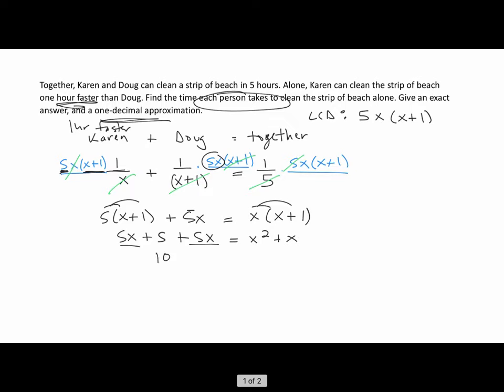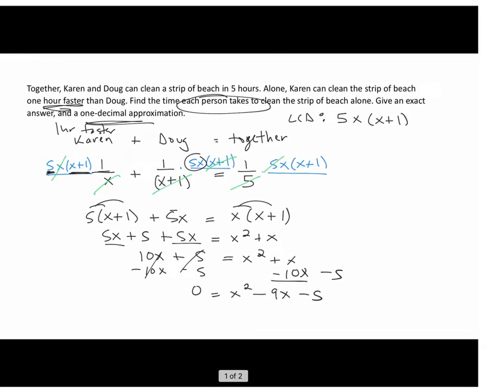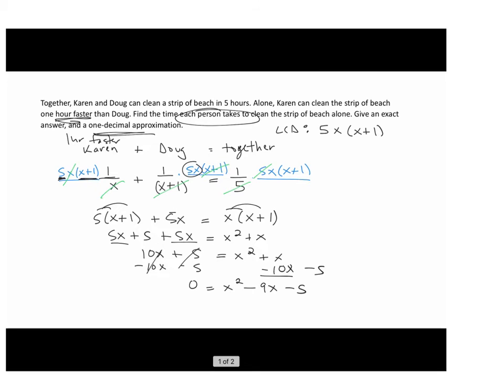I probably want to combine those like terms before I start moving terms to the other side. So this is not just x squared equals a number, so I'm going to have to get 0 on one side. Let's subtract the left side. So minus 10x minus 5. So 0 equals x squared minus 9x minus 5. And I did say that we'll probably need the quadratic formula because they ask us for an approximation. Yeah, there's no factors of 5 that add up to 9.